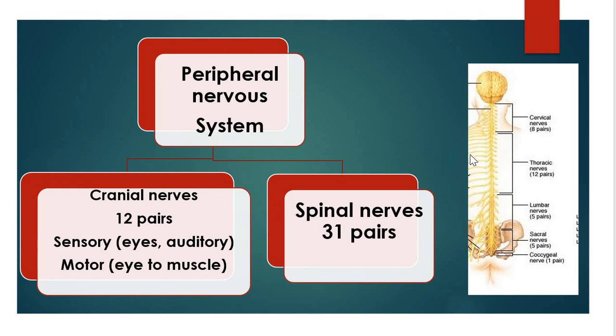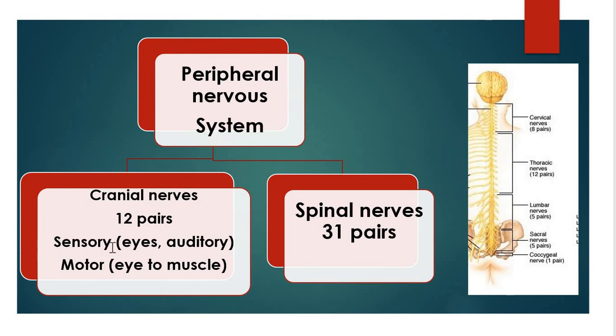So the first difference, which is a very important question: what is the difference between cranial nerves and spinal nerves? Cranial nerves arise from the brain, spinal nerves arise from the spinal cord. The number of cranial nerves is 12 pairs and the number of spinal nerves is 31 pairs. 12 pairs कैसे याद रखेंगे? Number of months in a year, and number of days in a month, that is 31 pairs of spinal nerves.